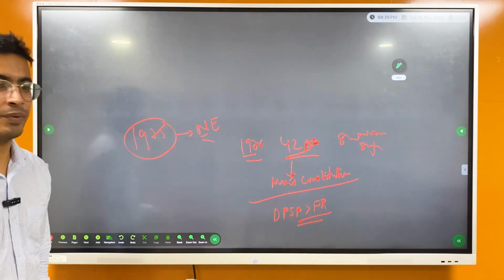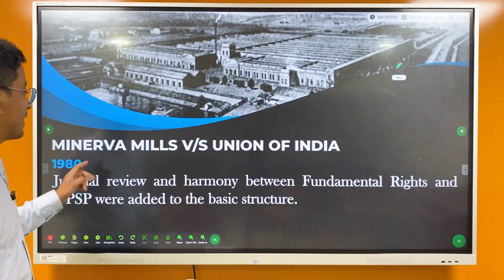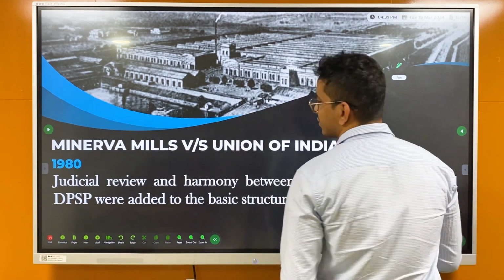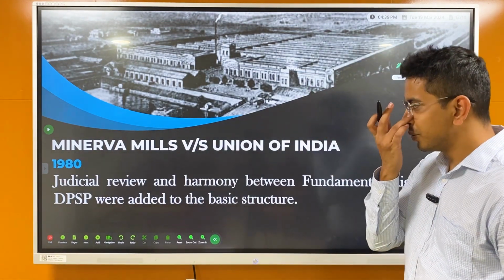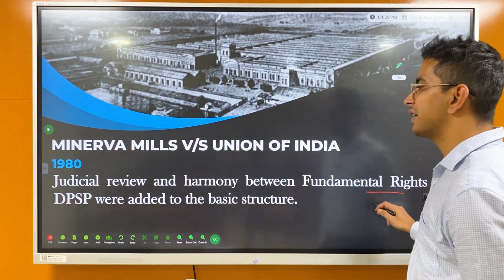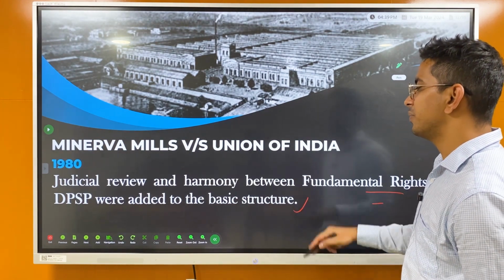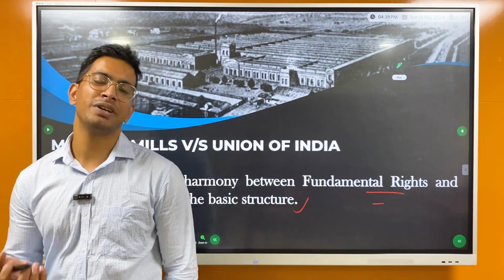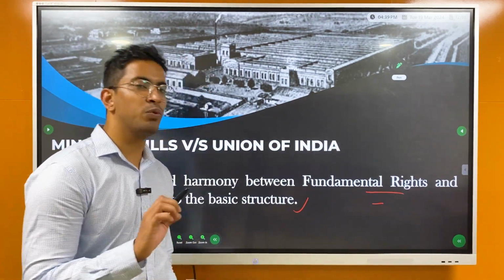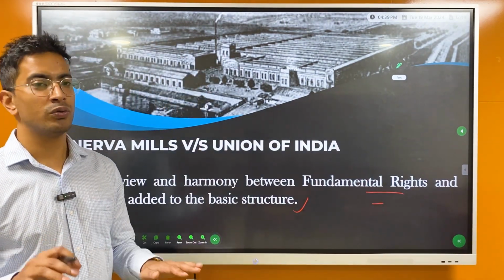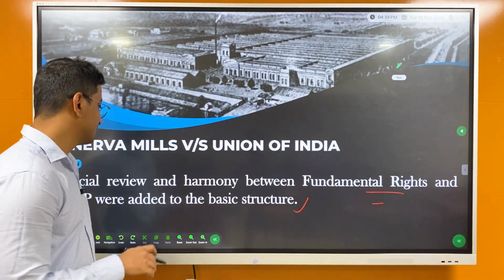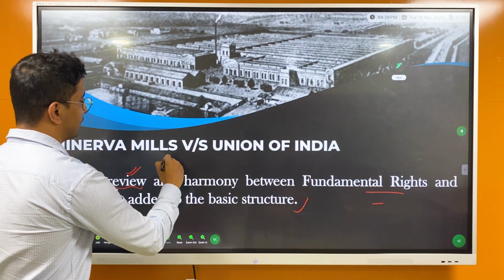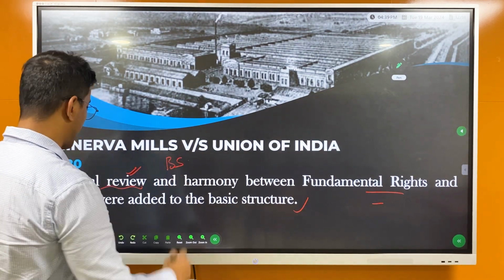This 42nd Amendment Act was challenged in Minerva Mills case. Here, the court said judicial review and harmony between fundamental right were added to the basic structure. So it gave a fine balance. It maintained a fine balance between DPSP and fundamental right. It said both are important, but you need to make sure that they are balanced. So again, the judicial review, they reiterated that it's a basic structure.